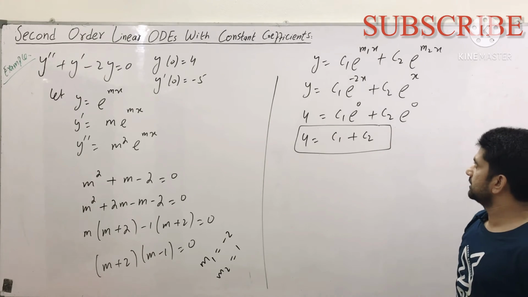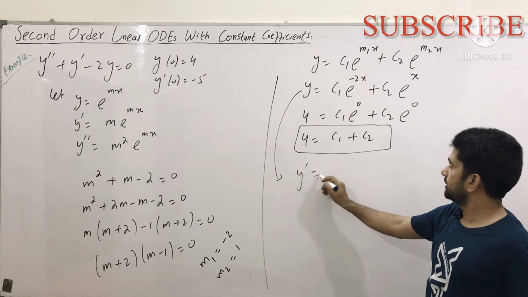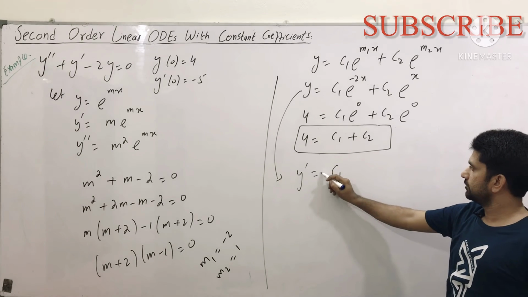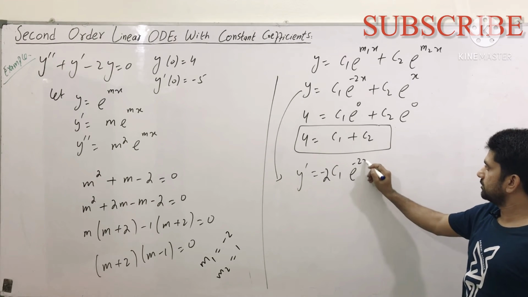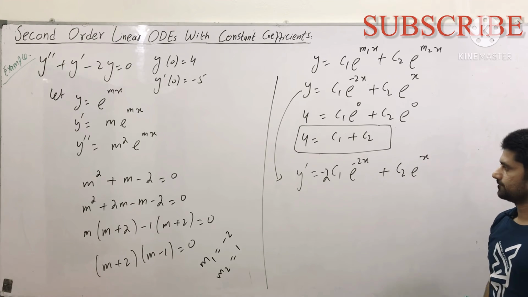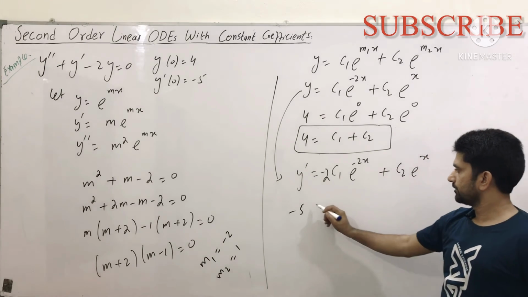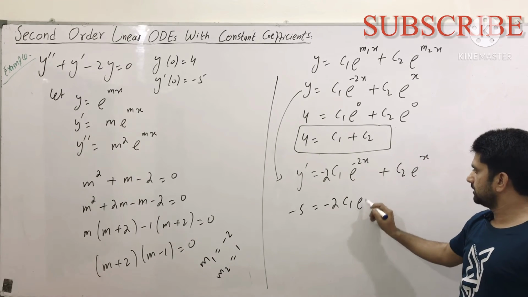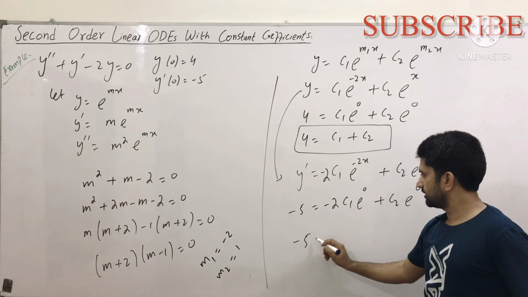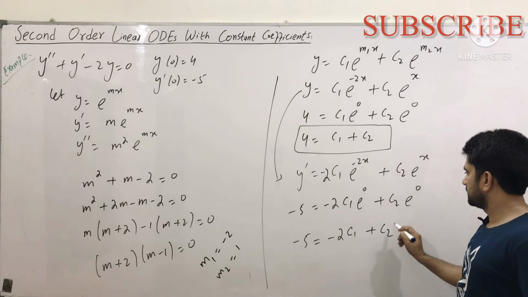Now for the second condition, we take the derivative of this. So y prime would be, the derivative of e to the minus 2x is minus 2 e to the minus 2x, and here c2 e to the x. Now y prime is minus 5 and x is 0. So minus 2c1 plus c2 e to the 0. So we have minus 5 equals minus 2c1 plus c2.